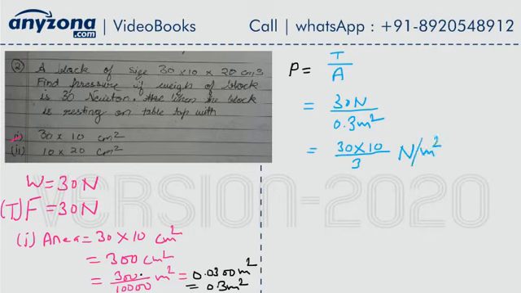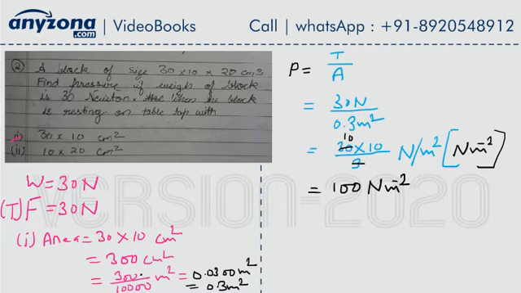This is the old trend, and what is the latest trend? Latest trend is Newton per meter square. Now you can cut 30 by 3, 10 times. Then the final answer is 100 Newton per meter square, and Newton per meter square is also known as Pascal. So the answer for the first question is 100 Pascal.